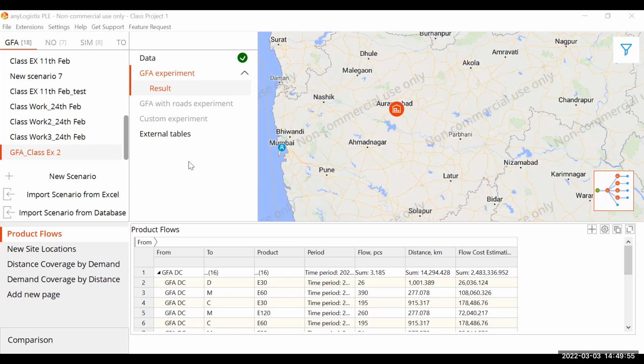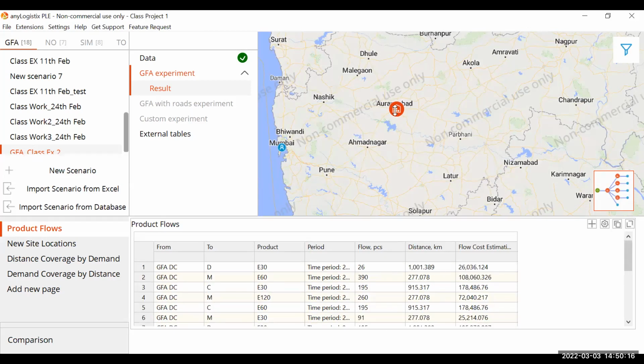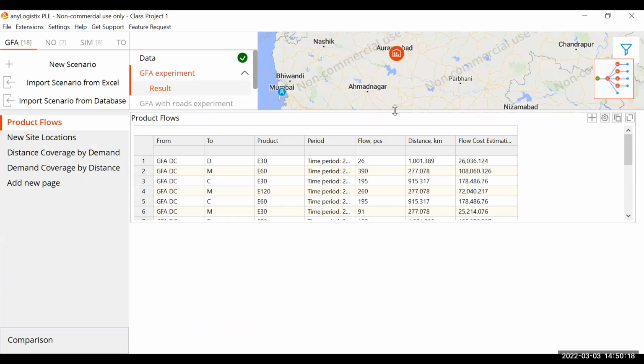Yes, sir. Can you just show me the flow cost estimation part once again? I got around 16 something and my location was correct. What you got was nearby only. Just check whether these product flow numbers are something like this, because if they are not matching, just check a few numbers randomly.